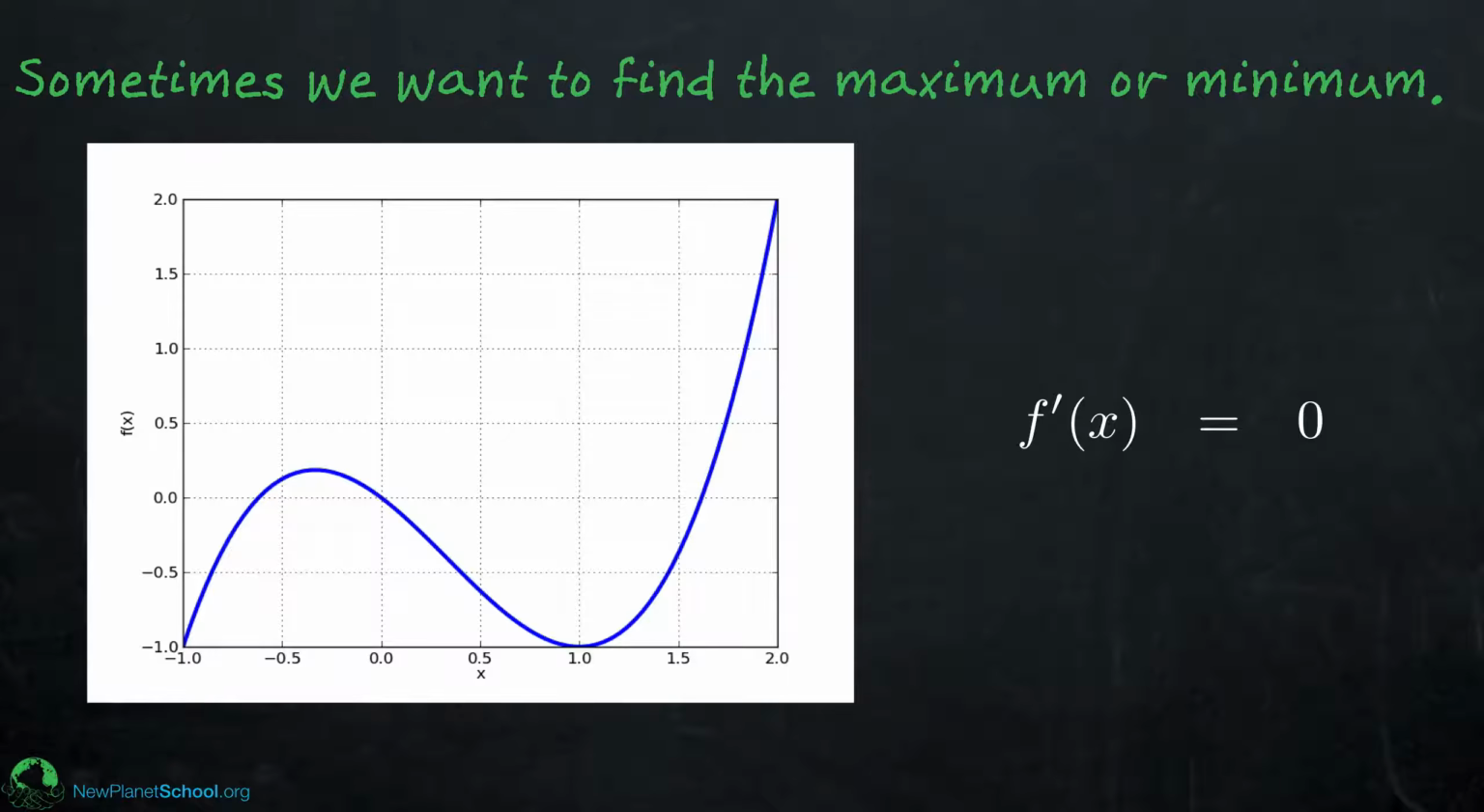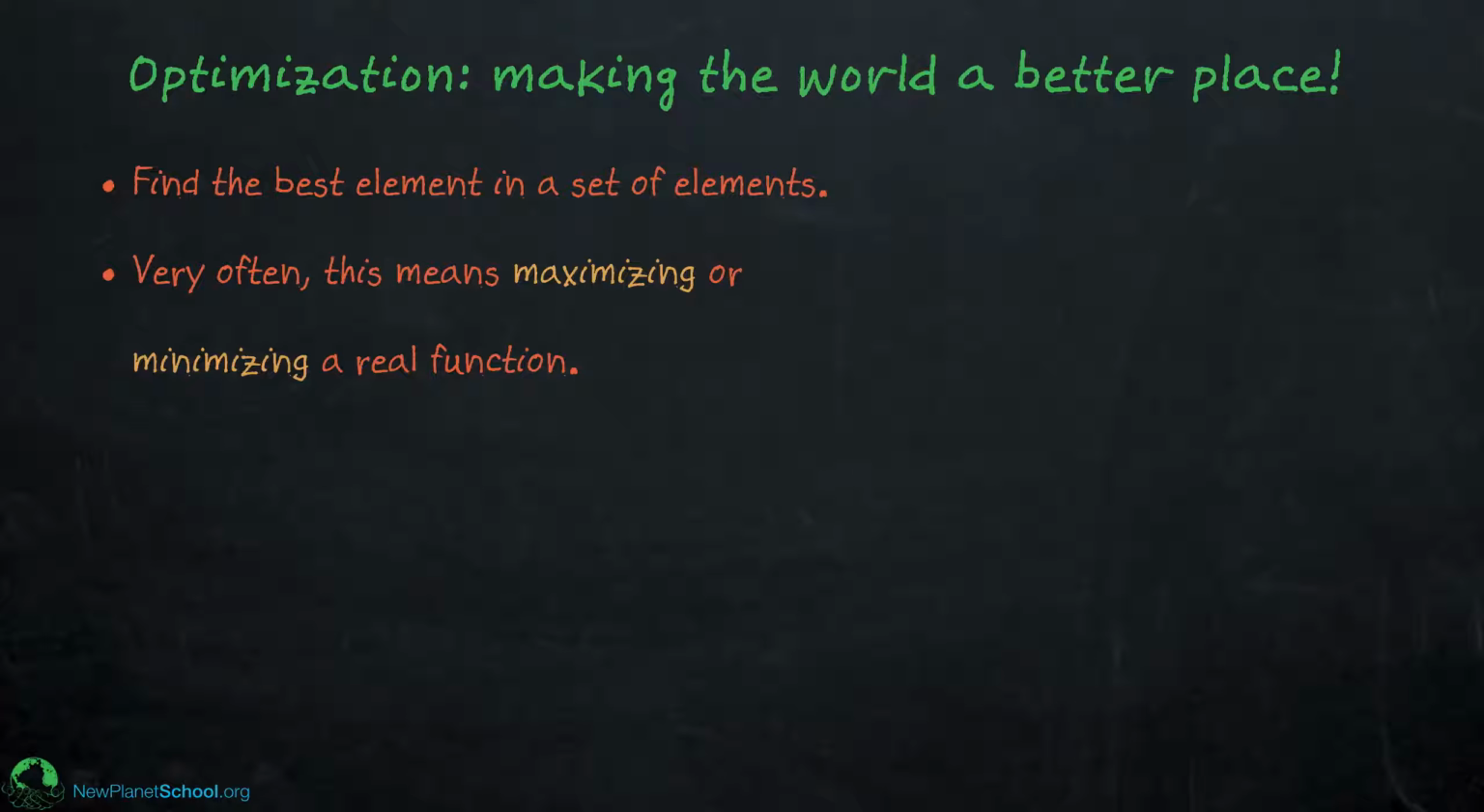Well, to make the world a better place, we often want to solve a type of problem called optimization, which is to find the best element in a set of elements. That sounds abstract, but very often what it means is finding, like I said, the maximum or minimum of a real function. So that's the two problems we want to be able to solve.